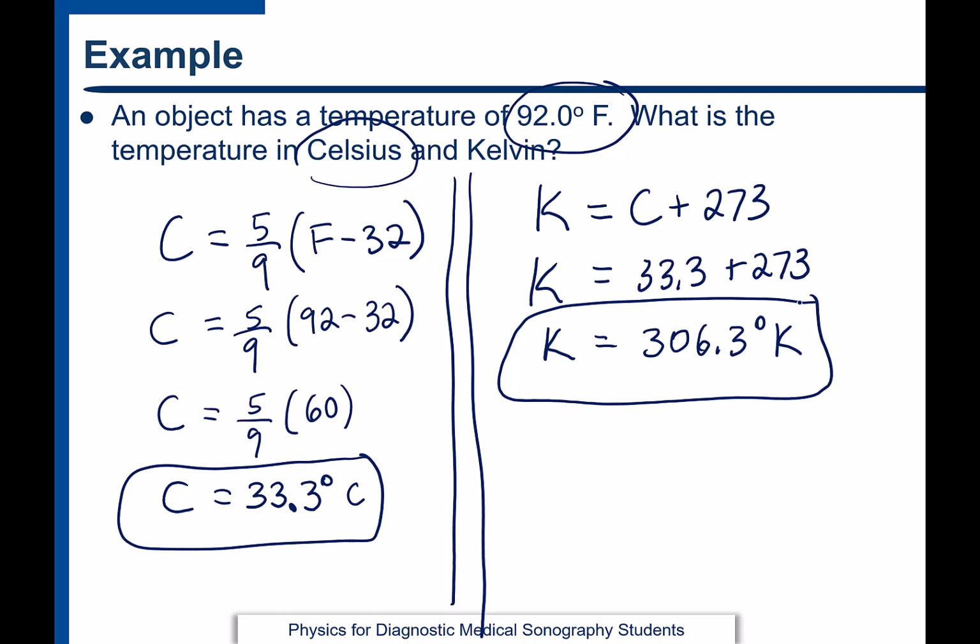So if it's unambiguous which scale you're using, you can just use degree. But if you're doing a problem where you're differentiating between them, then it's good to do degrees Fahrenheit or degrees Celsius or degrees Kelvin as your unit, just to emphasize which it is that you're using.